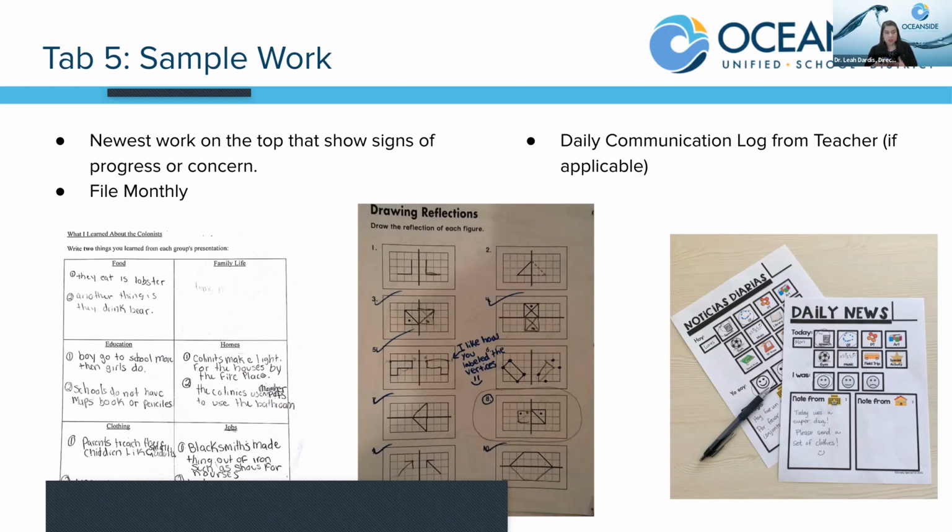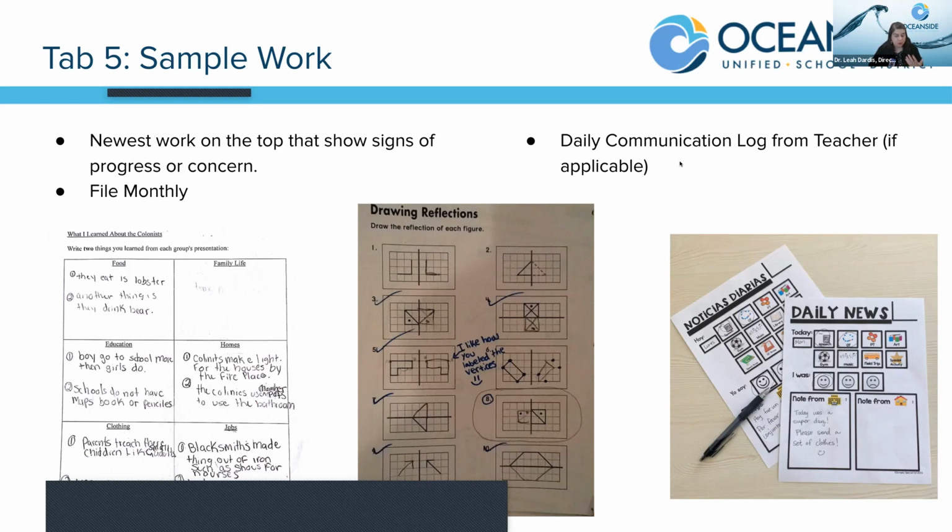So when we talk about student work, it's not that you're always going to have that, but you will have reports about how your child might be doing, and you'll have a mixture between that hands-on kind of learning and some of these documents or artifacts from the learning. So for example, the drawing reflections: I liked how this teacher wrote, I liked how you labeled the vertices, or what I learned about colonists. These are two different kinds of student work.